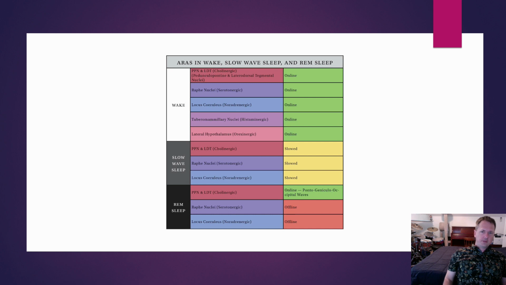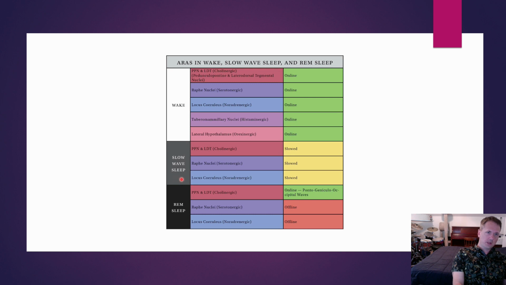These are your levels of neurotransmitters, and when you're awake, they're all online. So whether that's acetylcholine, serotonin, norepinephrine, histamine, orexin, they're all going. The brainstem, they're shooting up these neurotransmitters into the cortex.